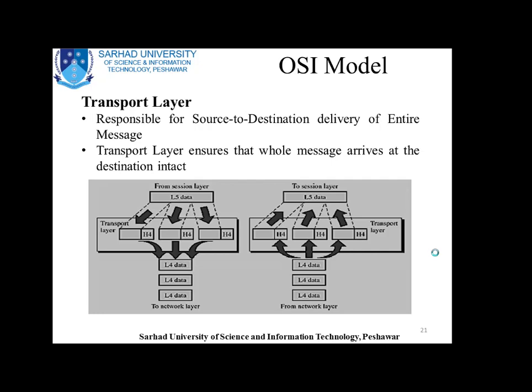We have studied till now the session layer, and from now on we are going towards the transport layer. I've told you that the transport layer is basically a bridge between the host entity and the network side. It is responsible for source to destination delivery of the entire message. It also ensures that the whole message arrives at the destination intact, which means it ensures the reliability of the network. Reliability is an important factor in any network, and it is ensured by the transport layer.